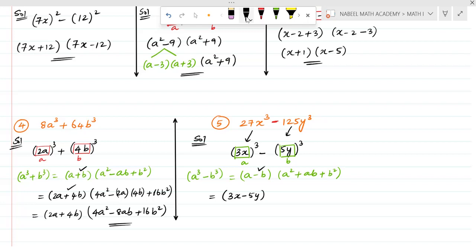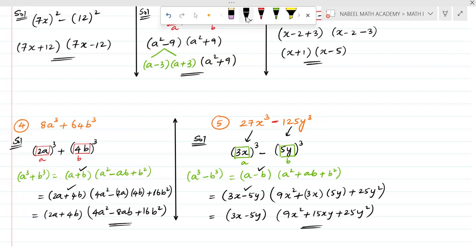This part is over. Now the next one, a square. This is 9x square plus 3x into 5y plus 5y square. What is that one? It is 25y square. And the final answer will be 3x minus 5y and here 9x square plus 15xy plus 25y square. That's it. Good. So this topic is completed. Thank you.